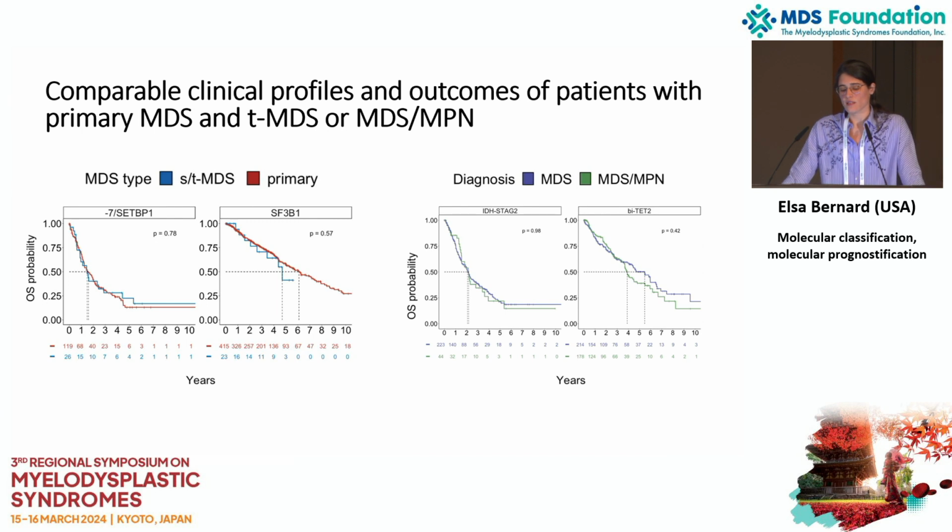And last, when we compare the clinical profiles, both for clinical presentation and outcomes, of patients with either primary MDS and therapy-related MDS on the one hand, or with primary MDS and MDS-MPN on the other hand, we observe comparable profiles for clinical parameters and outcomes. This is showcased here by overall survival within 2 subtypes, -7 ZBP1 and SF2B1, for patients classified as therapy-related MDS or primary MDS on the one hand, and on the right, this is illustrated by Kaplan-Meier curves for MDS or MDS-MPN within the subtypes of IDH-TAC2 or B allelic TET2. So this suggests that the genetic backbone of the disease may drive the phenotype across disease boundaries in some instances.